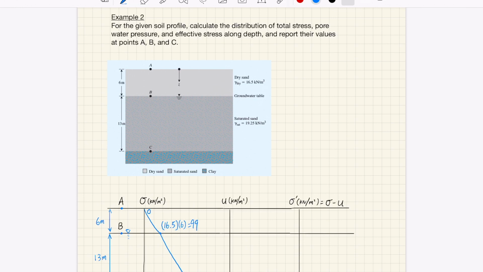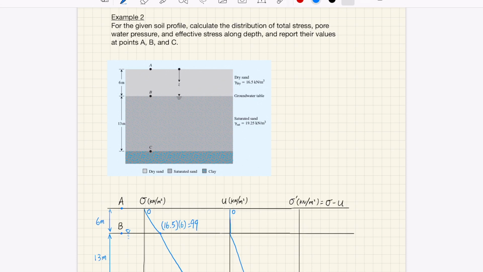For pore pressure, 0 at the ground surface. And for layer 1, pore pressure is 0 because it's dry sand. And then for point C, that's the bottom of the second layer, pore pressure is the unit weight of water. In this case, we are using the SI unit. So that's 13 times 9.81, and that's 127.53. So that's the pore pressure.